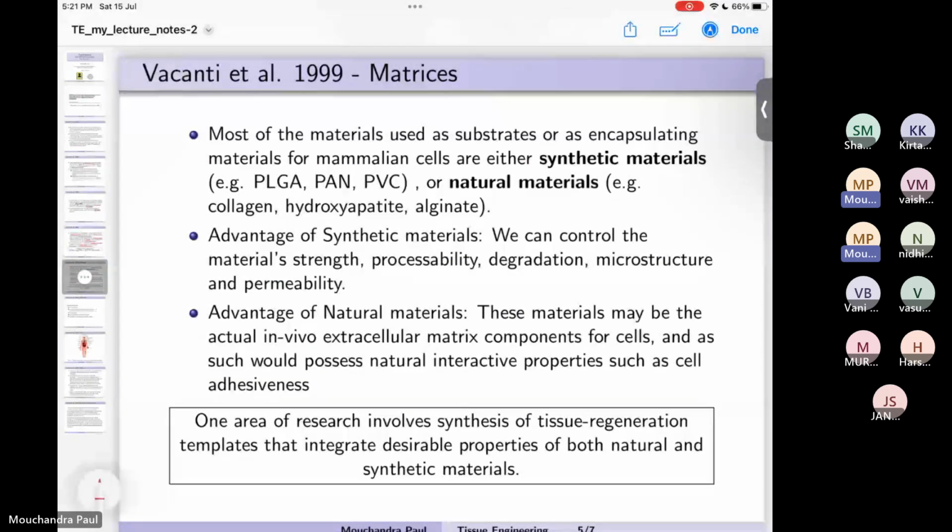Now if we look into the matrices or the scaffolds, let me use another term that is very frequently used in tissue engineering, that is scaffolds. So these scaffolds, they are used as substrates for cell adhesion. There are two types of cells in our body. One type of cell can adhere, the other cannot adhere.